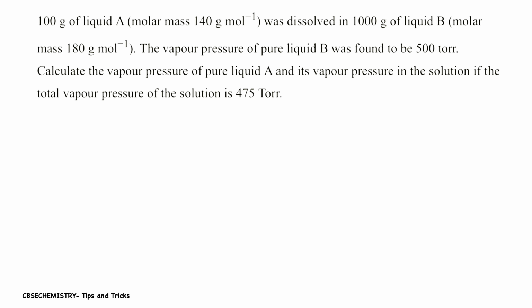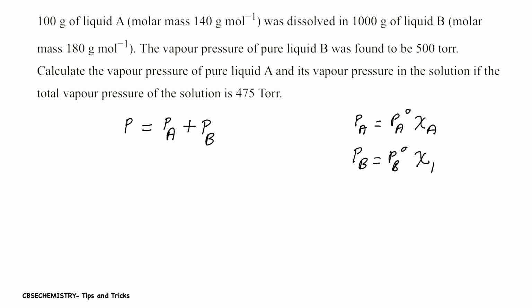Read the question and identify the context. Here, it is a question of a solution of two volatile liquids, right? Then what is the equation for vapor pressure? Total vapor pressure of the solution will be equal to partial vapor pressure of component A plus partial vapor pressure of component B. Correct? Now what is PA? PA is PA standard chi A. And what is PB? PB is PB standard chi B. Correct?